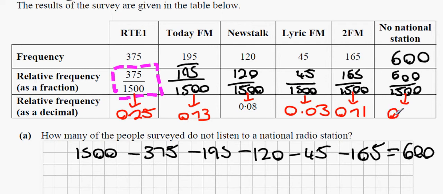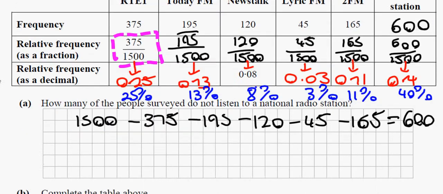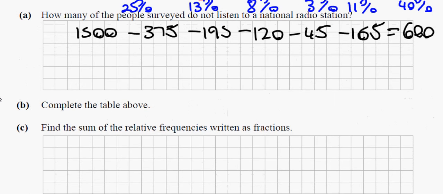So we can see 0.4 is quite a large amount. If you were to put these into percentages, it'd be 25%, 13%, 8%, 3%, 11%, and we can see this here is 40%. When you add up all these, we should get 100%.